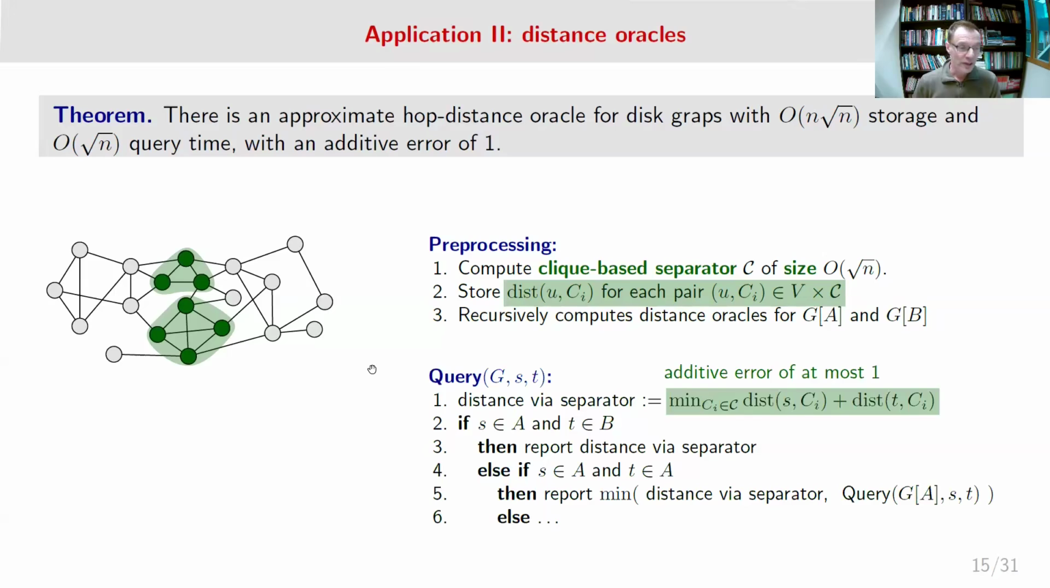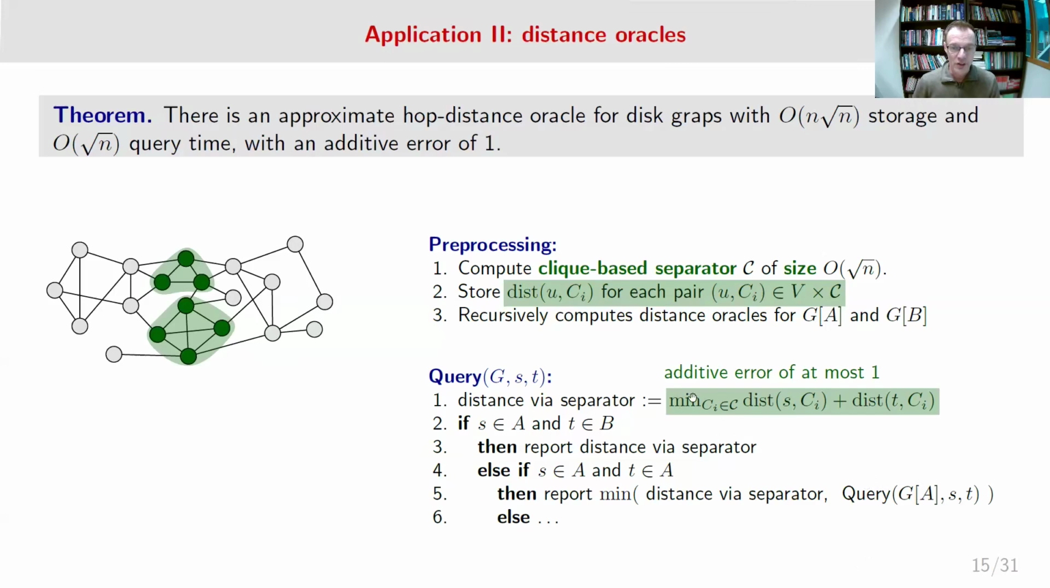The query algorithm is exactly the same thing. I compute the distance via the separator. And if things are on different sides, then that's my answer. Otherwise, if both nodes are on this side, I also compute recursively, using my distance oracle for this part of the graph, the shortest distance that does not visit the separator, and I report the best of the two.